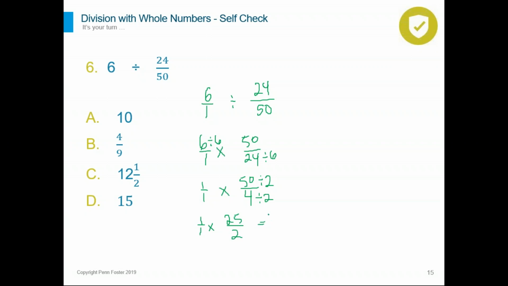Multiply across. 1 times 25 is 25 over 2. This is an improper fraction. Change it to a mixed number just to put your answer in simplest form. How many times 2 goes into 25? 12, because 12 times 2 is 24. So 2 remains in the denominator. 12 times 2 is 24. Subtract 25 minus 24 is a 1. Your answer is 12 and a half. 12 and a half is the answer.